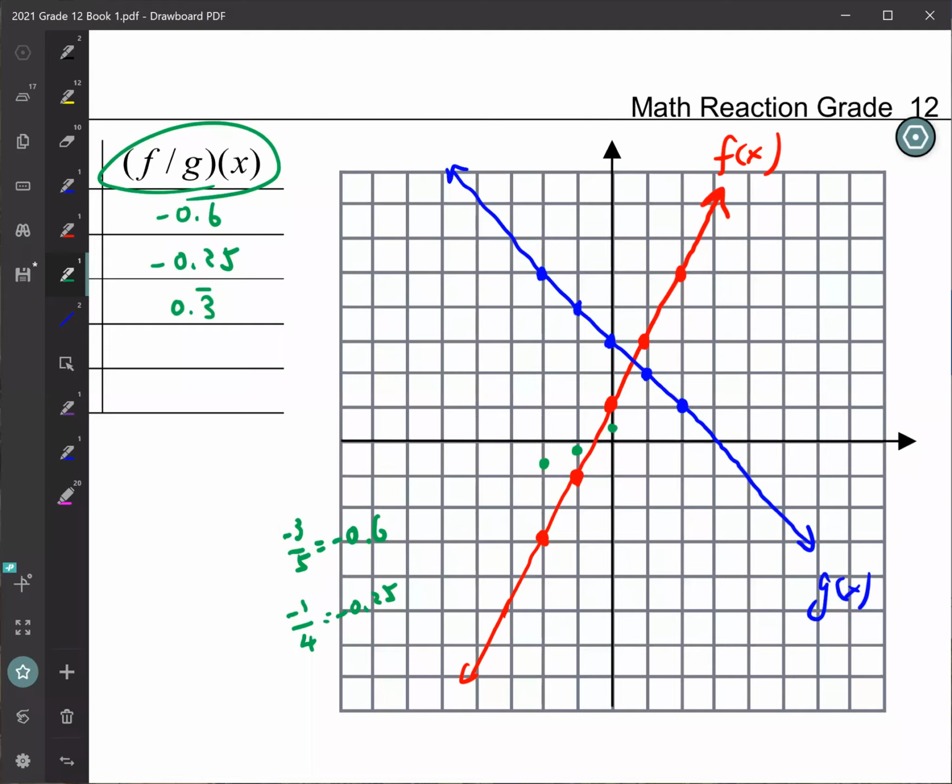Next one is 3 divided by 2. 3 divided by 2 is 1.5, right? A bit higher now, 1.5. Okay, last one.